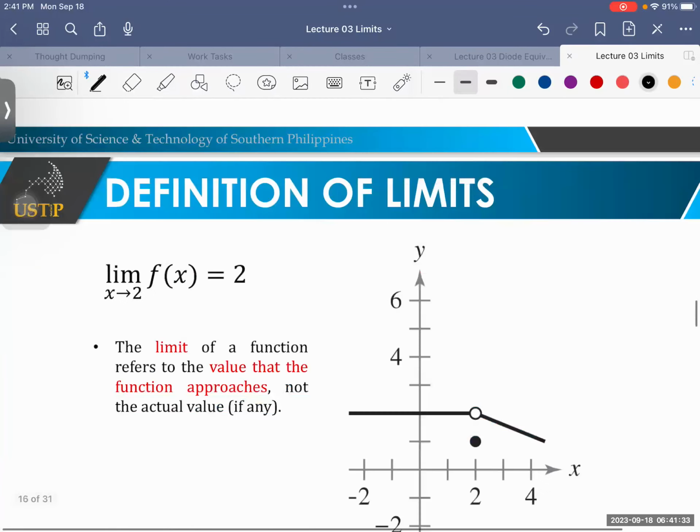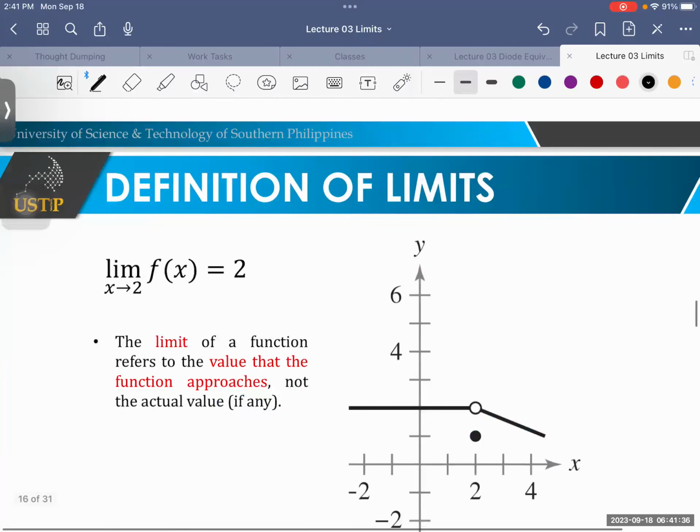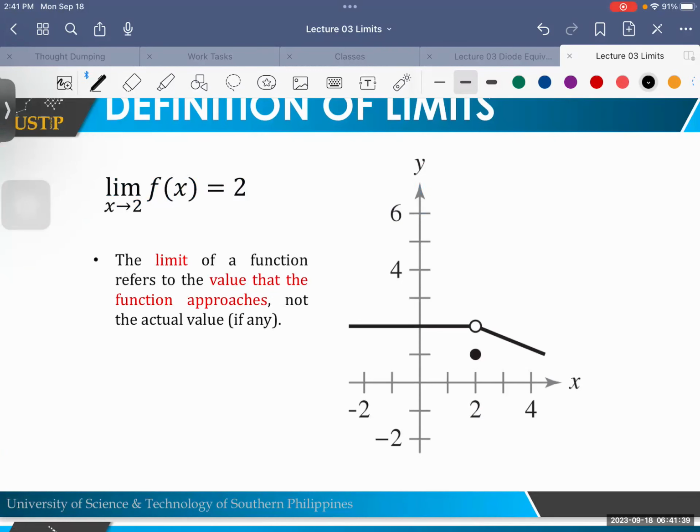Before we go to how to solve that without the table and without the graph, you might be confused, ma'am, isn't the limit always just substituting the value of x into your function? Well, yes and no, because most of the time for polynomials it is direct, but for other functions it is no longer 100% true that substituting the value of x gives you the value of the function.